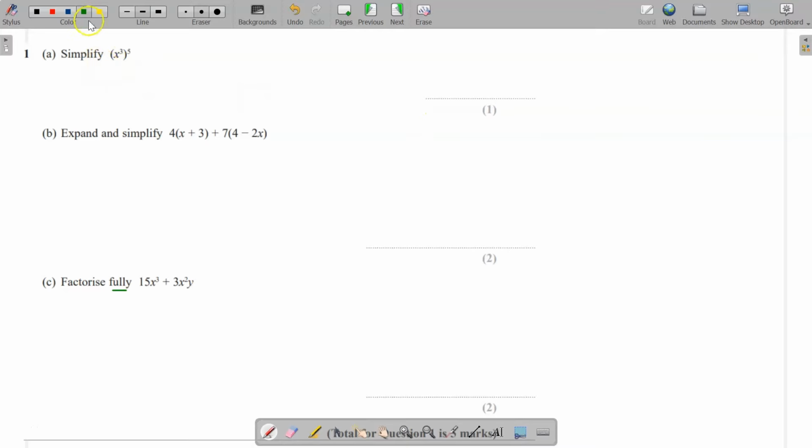Okay, simple algebraic manipulation. We've got x to the power of 15 because it's the product of 5 and 3 here. Expand each bracket out. We get 4x plus 12 plus 28 minus 14x. We notice that we have a total of 40 in numbers, and 4x minus 14x is minus 10x.